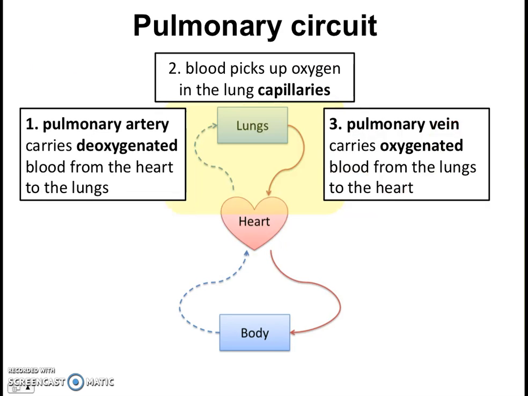And we also learned about the names of the blood vessels which transport the blood from the heart to the lungs and back, and from the heart to the body and back. So we saw how from the heart, the pulmonary artery, right? Arteries carry blood away from the heart. The pulmonary artery carries deoxygenated blood from the heart to the lungs, so that the blood can pick up oxygen in the lungs. And then the pulmonary vein carries oxygenated blood from the lungs back to the heart.